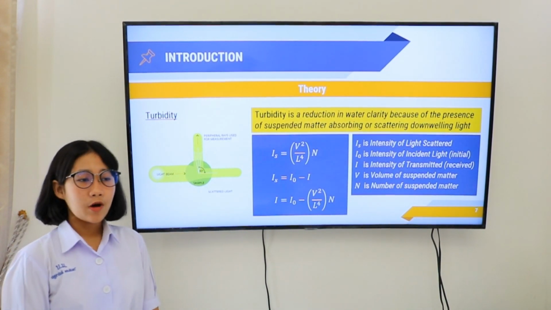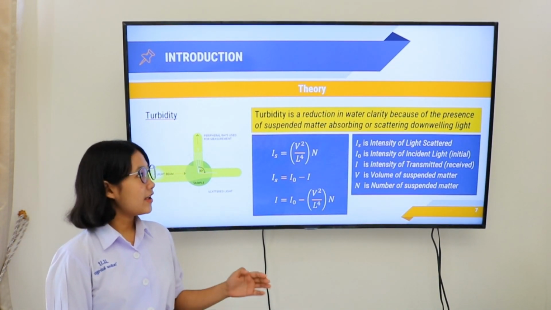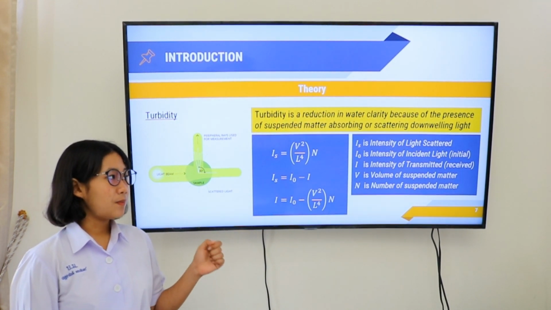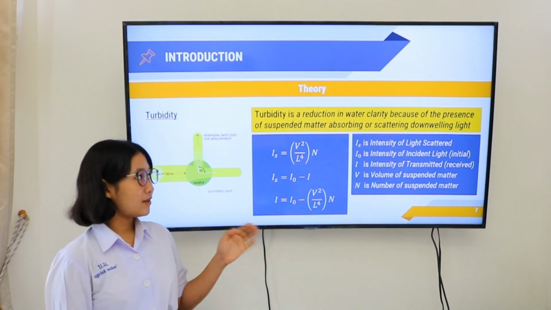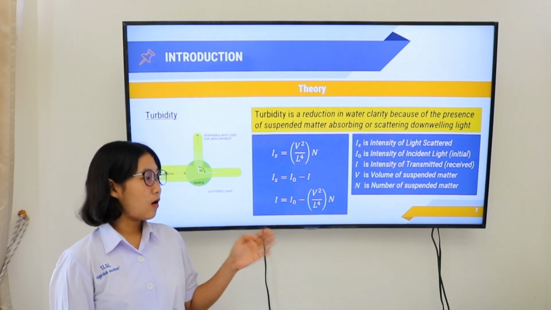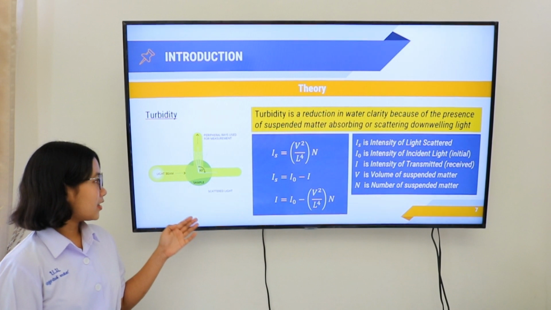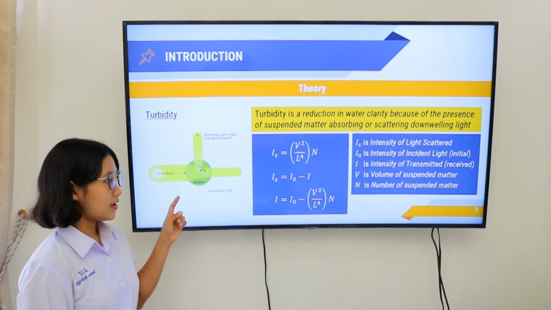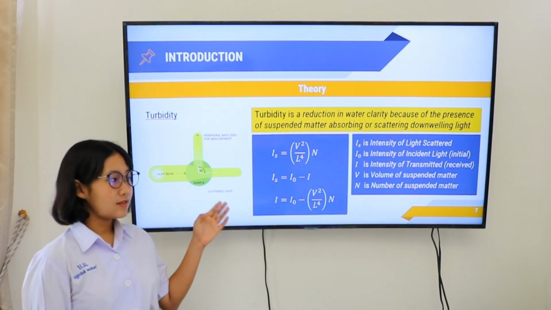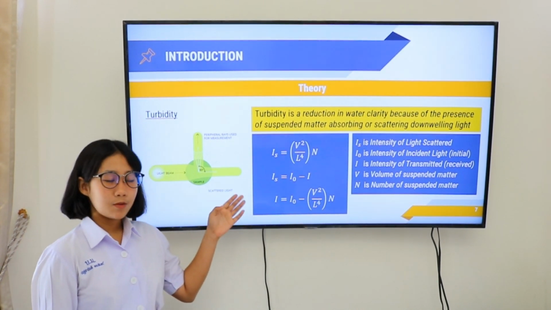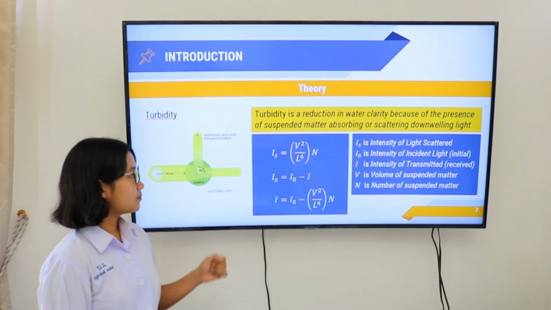And the theory about turbidity. Turbidity is the reduction in water clarity because of suspended matter absorbing or scattering the traveling light. This photo shows the light beam, which is the incident light, hitting the suspended matter, and the light will decrease in intensity.